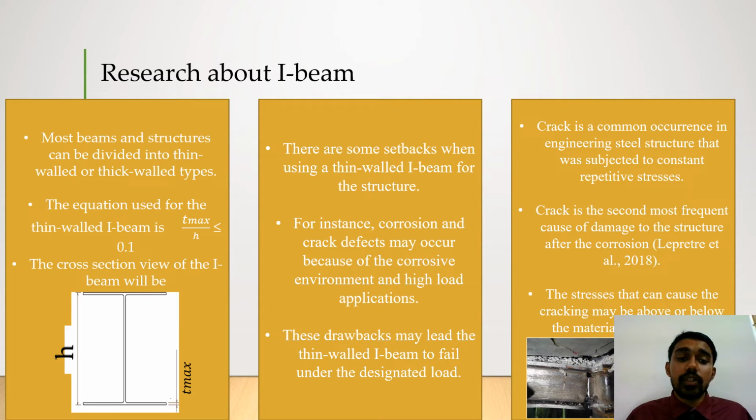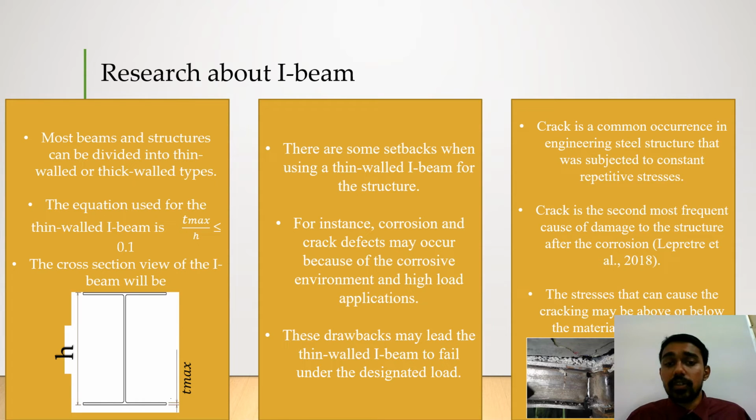The equation used for the thin wall I-beam is Tmax over h less than 0.1. I mainly talk about the thin wall equation because this project is about the thin wall I-beam. The cross-section view of the I-beam is shown in the slide. This is the height of the I-beam, h, and Tmax, which is the flange thickness.